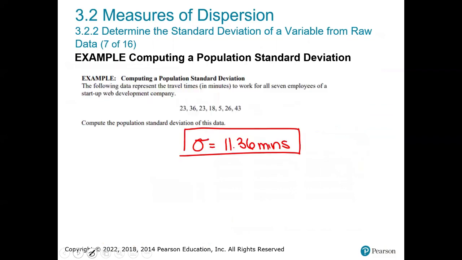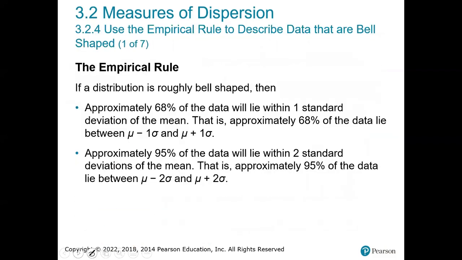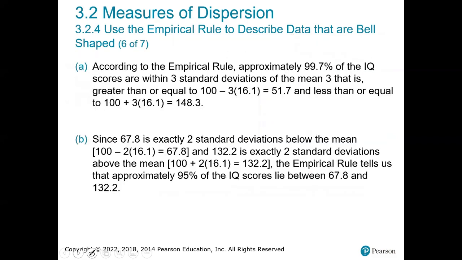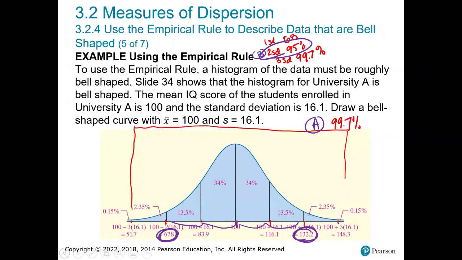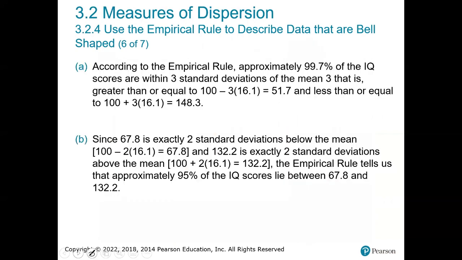So I'll jump back to where we were here. You'll see here of 100 IQ scores listed, 96 of them were between these two values. All right, so I'm going to go back here. The last question was, according to the empirical rule, what percentage of students have IQ scores above 132.2? Well, 132.2 is here, so we want to know how much is above. Above, we've got 2.35% here and 0.15% here. So if I add those two together, that's 2.5%.